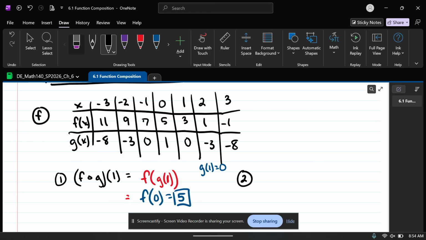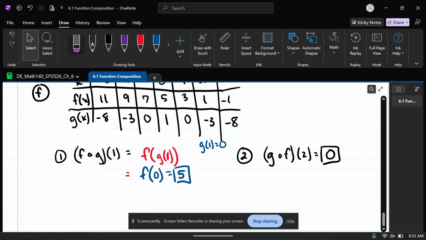All right, let's do another one. Let's do g composed with f of 2. So where are we going first? 2 goes into what first? F. So I go to 2 on the x. My f value is positive 1. Now that becomes my new x value that's going into g. So I go to positive 1. What is the value for g when x is 1? 0. Kind of starting to make a little bit more sense now.